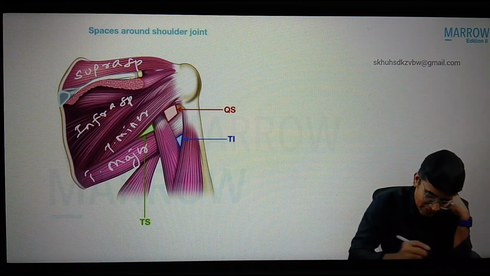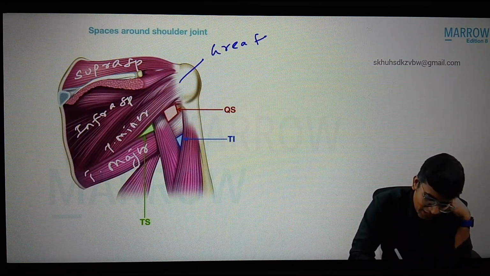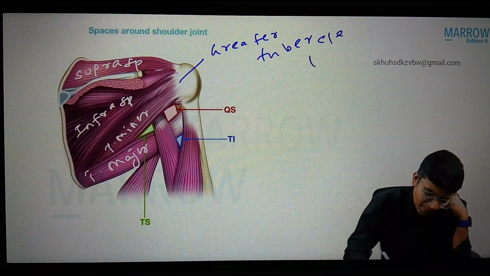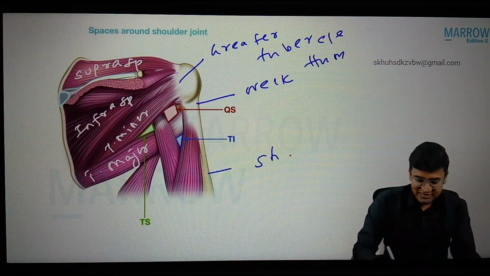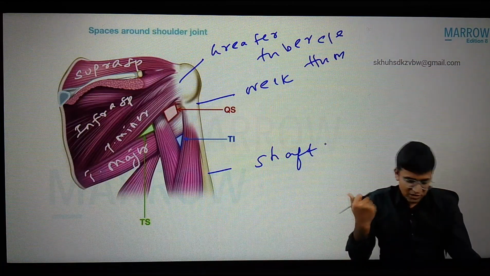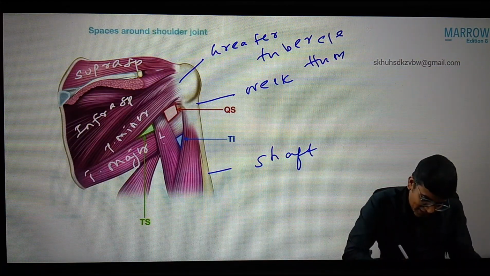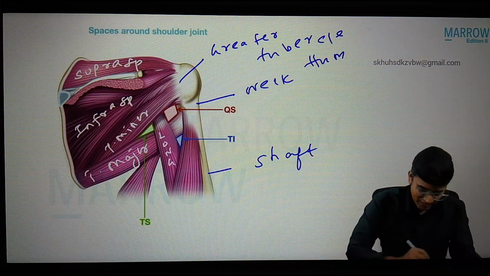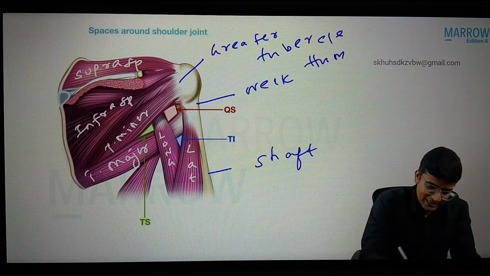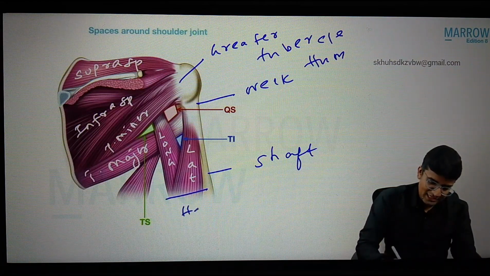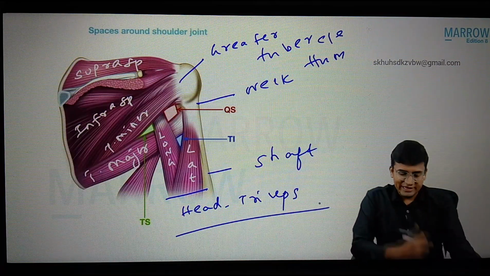Okay, and we are seeing the humerus bone. This is the greater tubercle of the humerus, and this is the neck of the humerus. This is the shaft of the humerus, plus we are seeing the triceps muscle. This is the long head of triceps and this is the lateral head of triceps. So these two are the heads of triceps, long and lateral. Right. Now see the diagram.